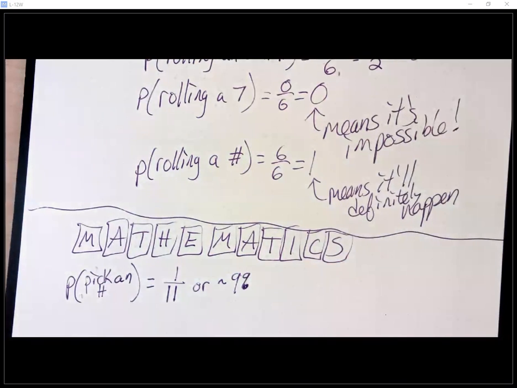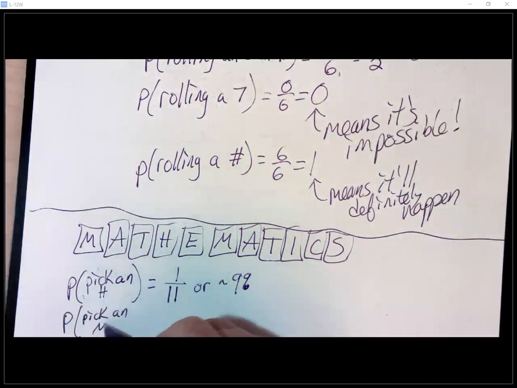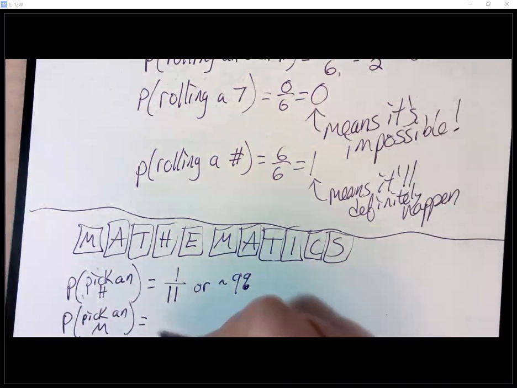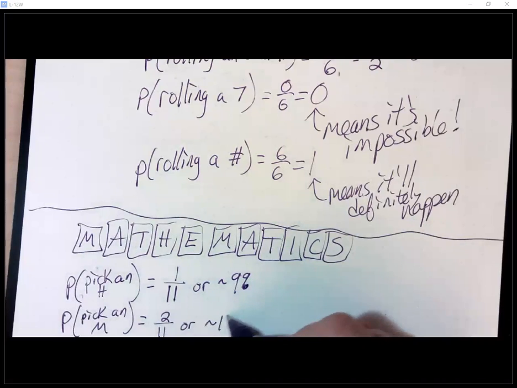However, let's try, what's the probability of picking an M? This time I have 2 ways to make that happen. There's 2 M's, so it's 2 out of 11. And then there's 2 A's, so the probability of picking an A would be the same thing. That's roughly 18%. There's 2 T's. There's 1 E, and then there's 1 I and 1 H.